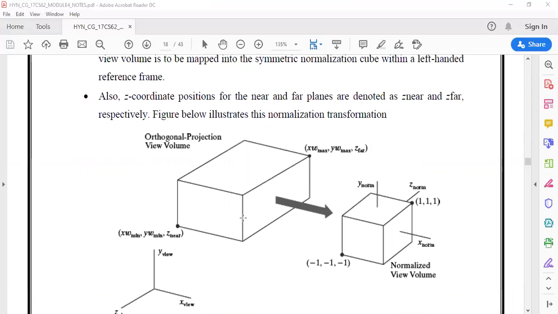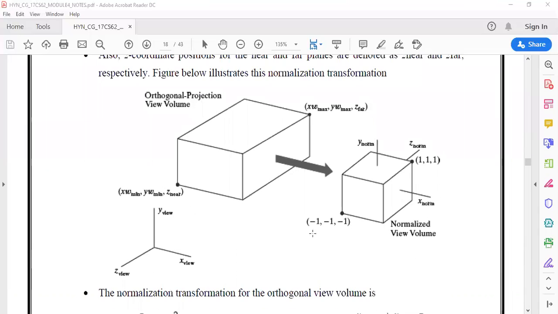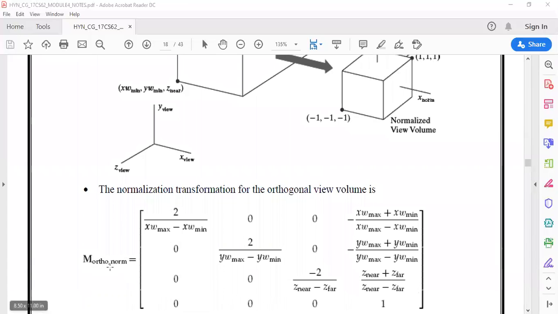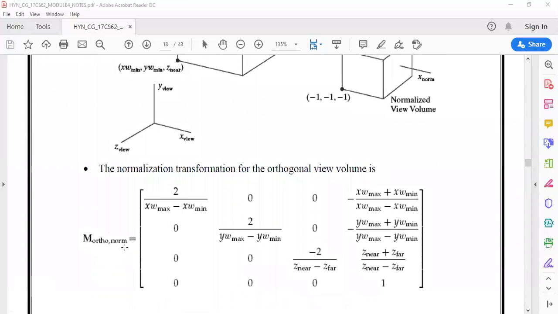Now this orthogonal projection view volume should be normalized. When I normalize it, in the range from negative x, negative y, negative z to positive x, positive y, positive z, since it is a unit cube, I will take it as -1, -1, -1 to 1, 1, 1. So this is my x normalized, y normalized, and z normalized. This is the normalization transformation for the orthogonal view volume.